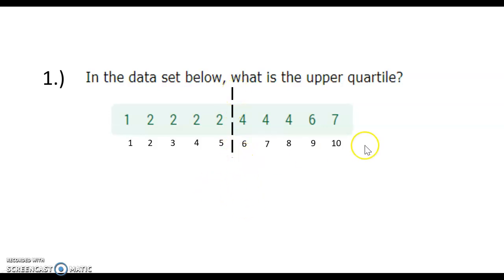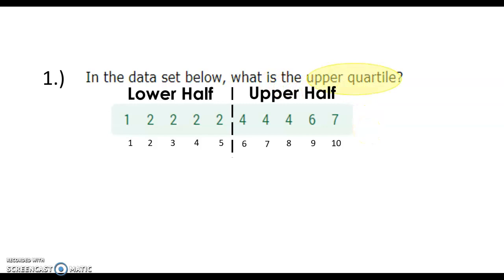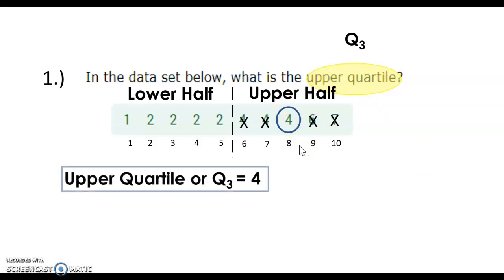When I separate the data, I notice that there are 5 numbers in my lower half, and there are also another 5 numbers in the upper half. The question asks us to find the upper quartile. Upper quartile means Q3. Therefore, I'm going to look in the upper half of the data and find the middle number. You can cross out the 4, cross out the 7, cross out the 4, cross out the 6, and I find out that the middle value of my upper half equals 4. Therefore, the upper quartile or Q3 equals 4.